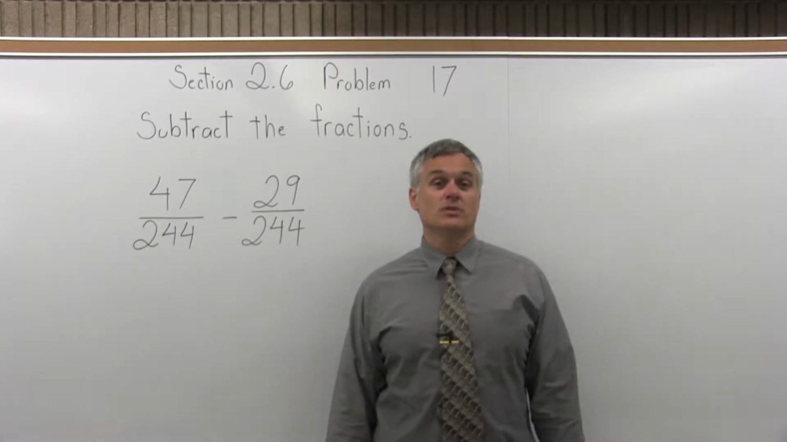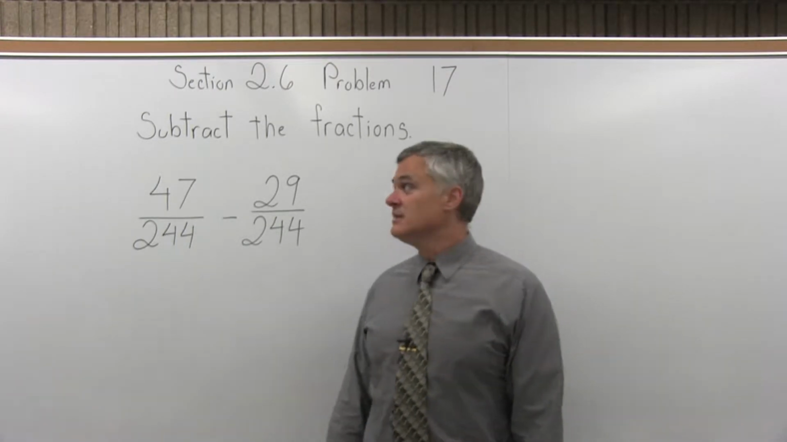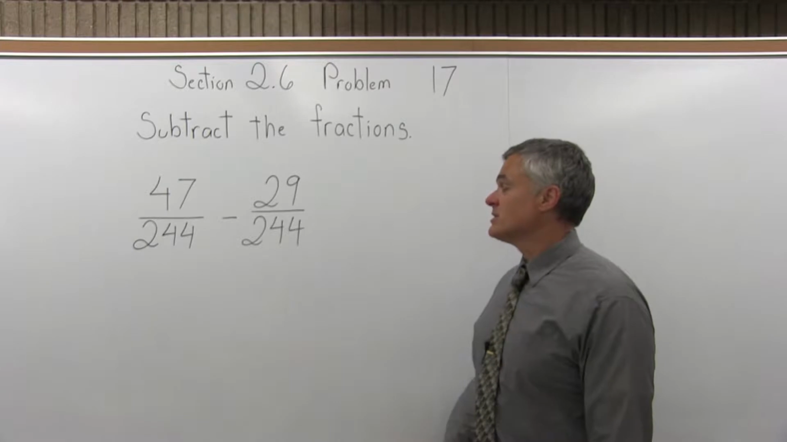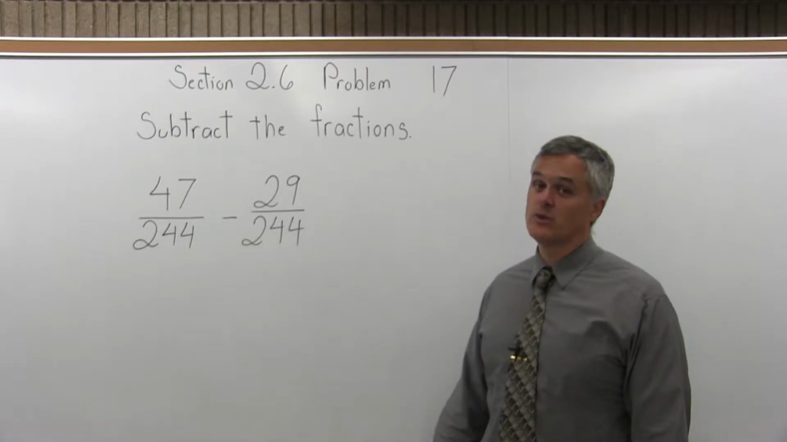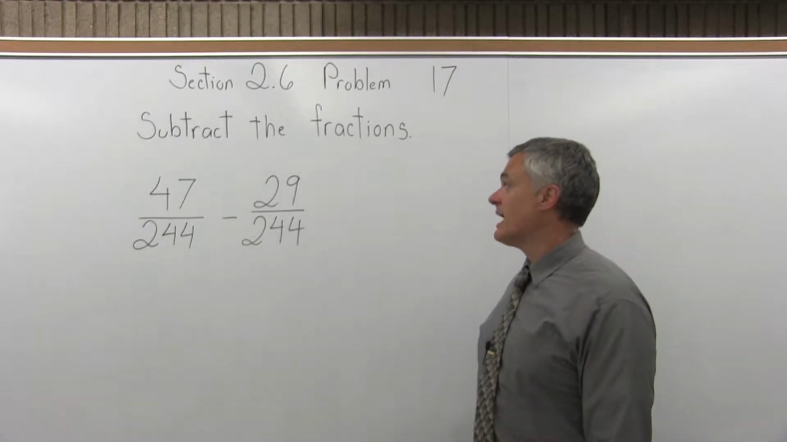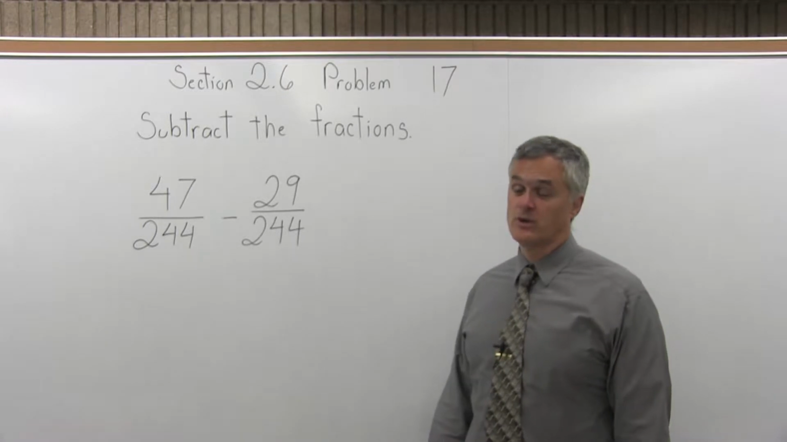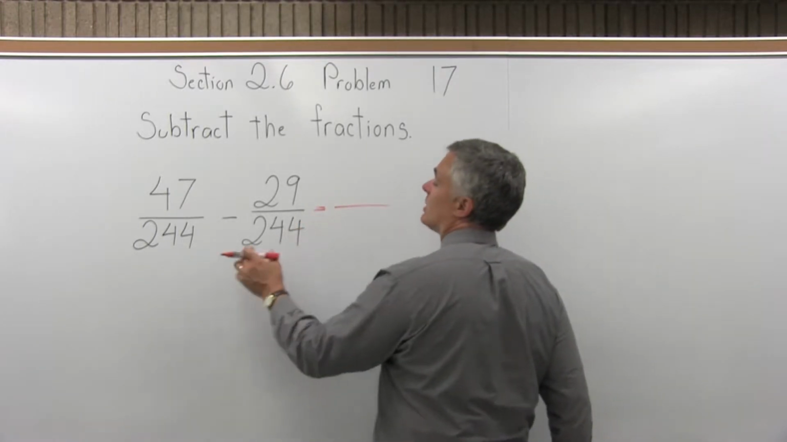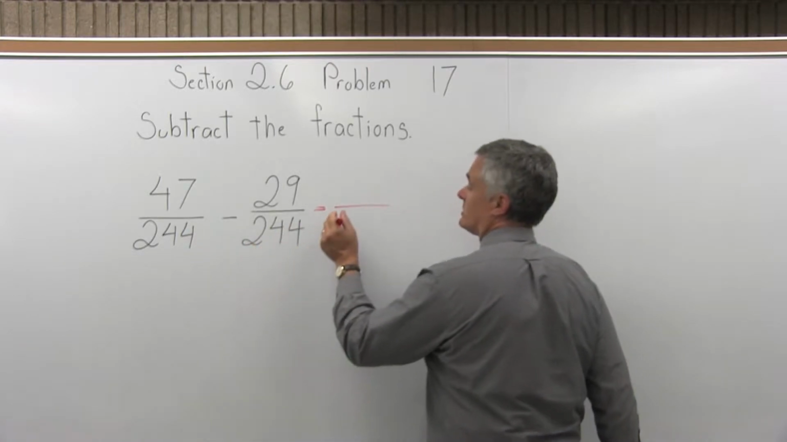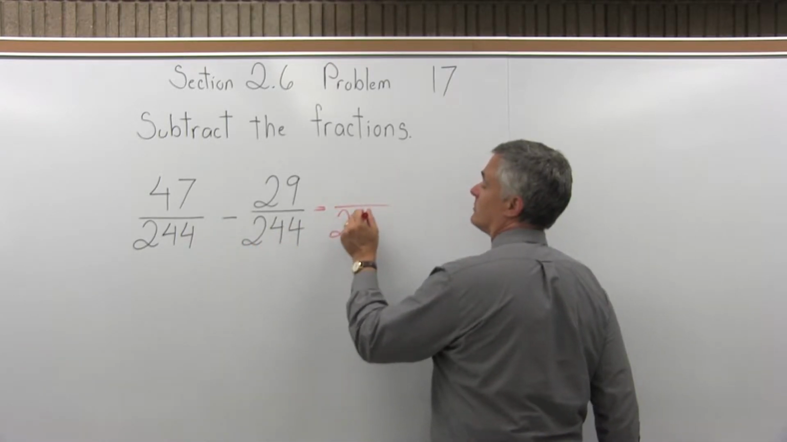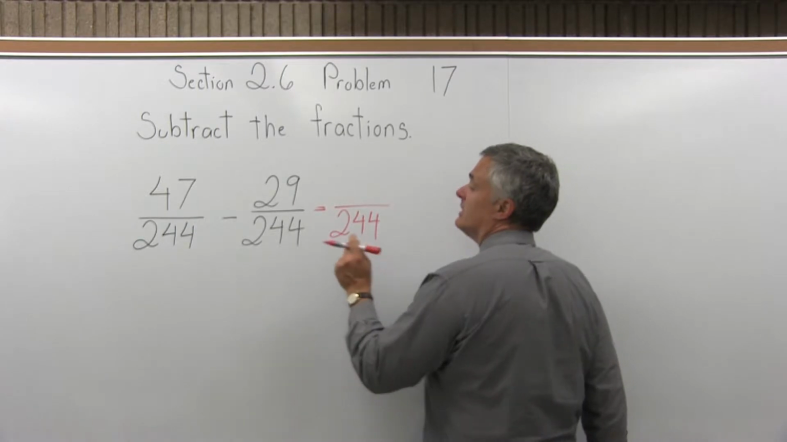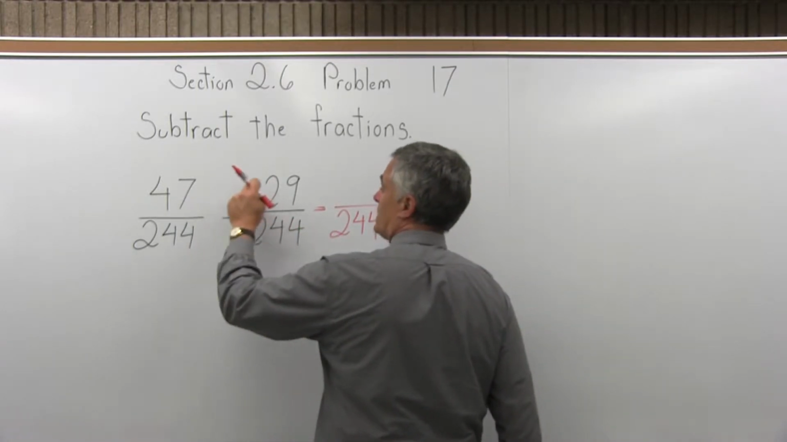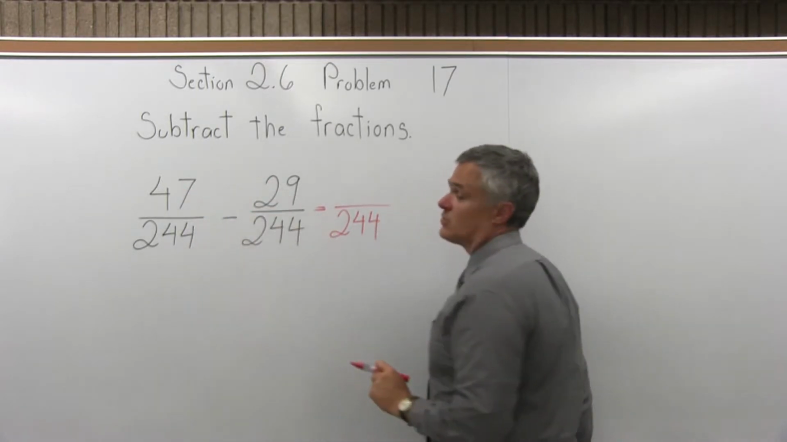This is Section 2.6, Problem 17. It says subtract the fractions, and we have 47 over 244 minus 29 over 244. So, I have the same denominator in both fractions in my question, so I can keep that same denominator of 244 in my answer. Then I can combine the numerators. I can subtract 47 minus 29.